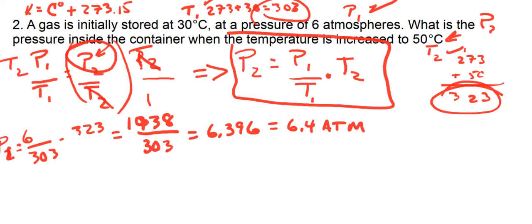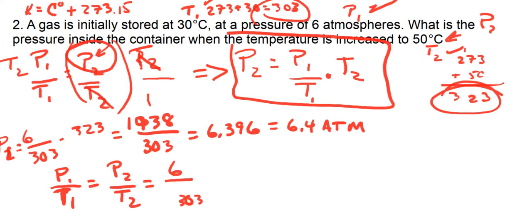Another way to solve this problem is to cross multiply. And the way cross multiply would be to take P1 over T1 equals P2 over T2. So now you have P1 is 6 over 303 equals P2, and then T2 would be 323.